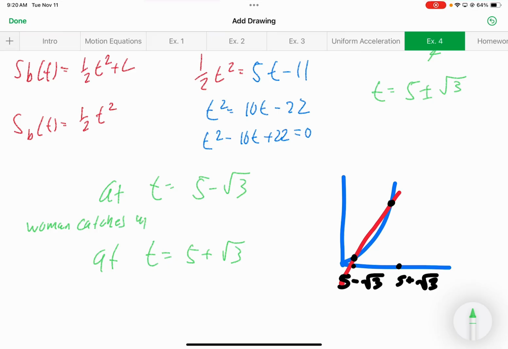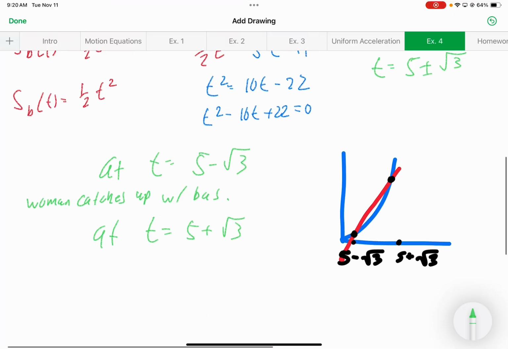So what is the correct answer? It could be the first one. That's when the woman first catches up with the bus. Okay. Yeah, I guess she really could get on at either point if she wants to. All a matter of her will. So the woman catches up with the bus at t equals 5 minus square root of 3, and then at t equals 5 plus square root of 3, the bus catches up with the woman.